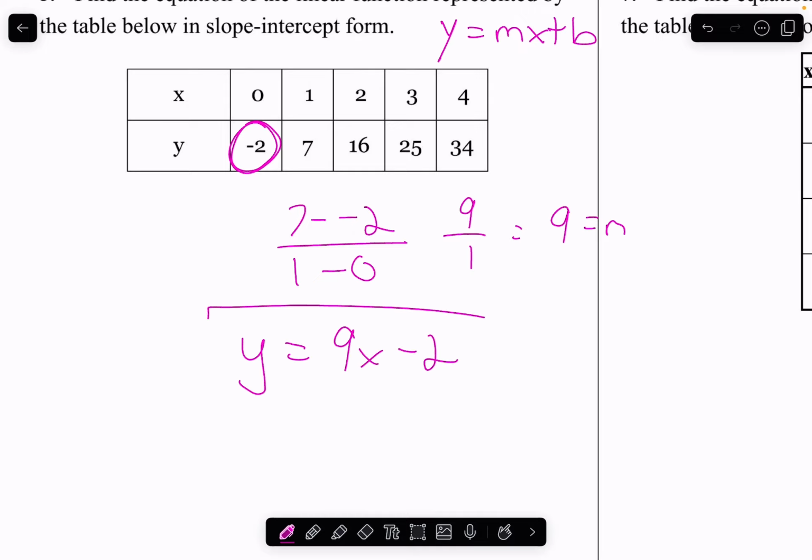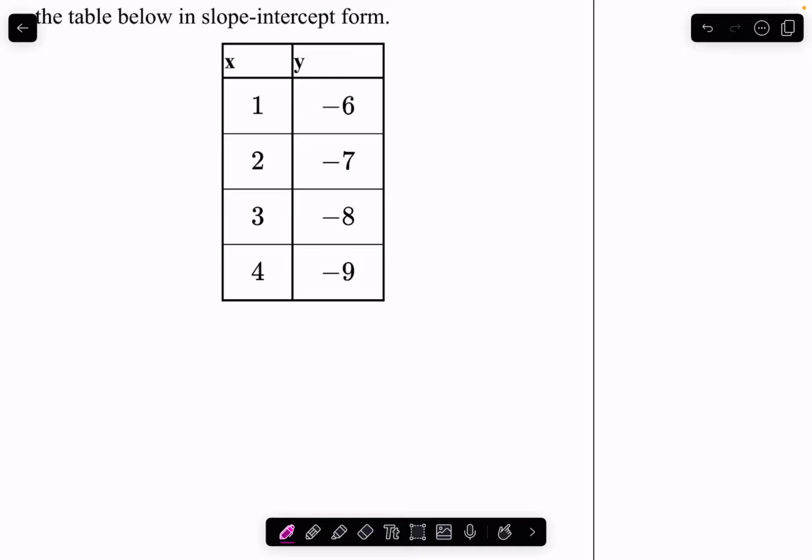Let's go ahead. We'll try this guy out here. Same thing. However, they did not give us our y-intercept here. So what we're going to have to do is solve for b, like we did previously. So we'll do negative 7 minus negative 6 all over 2 minus 1. So this gives us what? Negative 1. So we've got that our slope is negative 1.